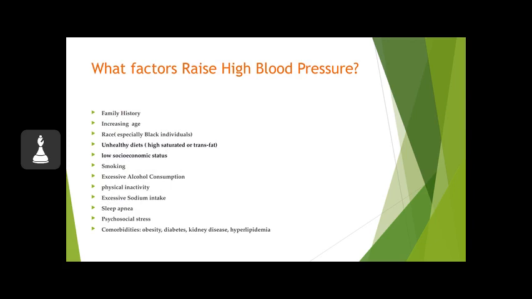The factors that raise high blood pressure are family history, increasing age, race especially among Black individuals, unhealthy diet such as high saturated or trans fat or lack of magnesium, calcium, and potassium, low socioeconomic status, smoking, excessive alcohol consumption, physical inactivity, excessive sodium intake, sleep apnea, and psychological stress. Some associated comorbidities are obesity, diabetes, kidney disease, and hyperlipidemia.